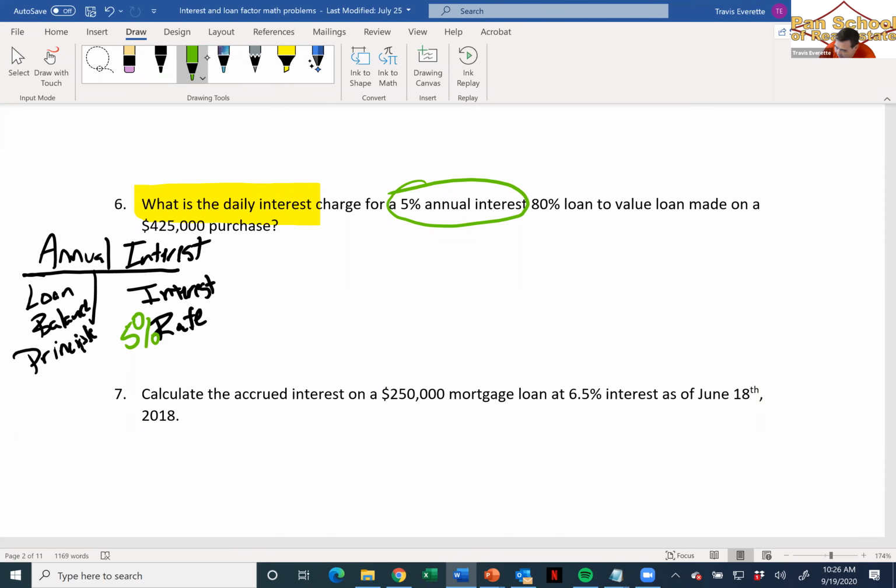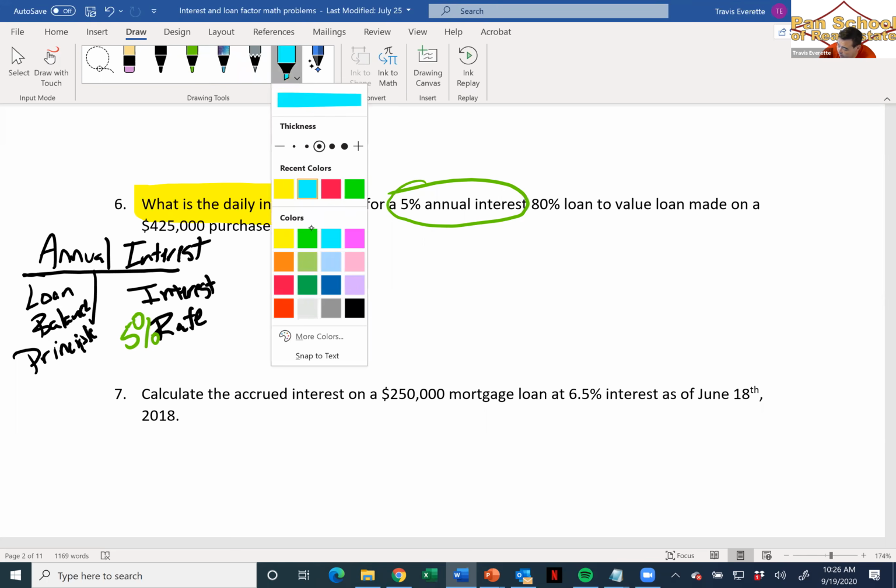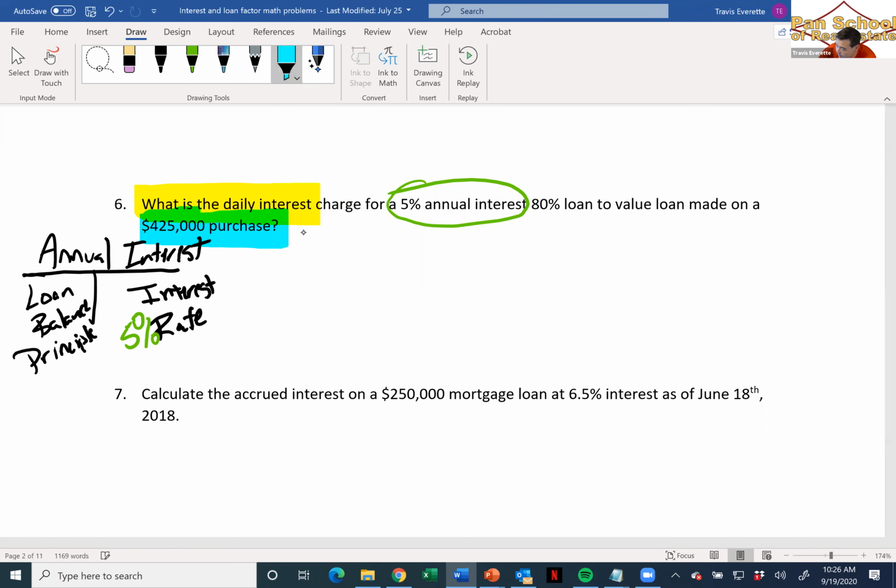But how about this loan balance over here? Did they give me the loan balance anywhere? No, they didn't. But what they gave me is, and I'll highlight them a different color, a purchase price, and they told me I was borrowing 80% of that purchase price. Does that make sense?